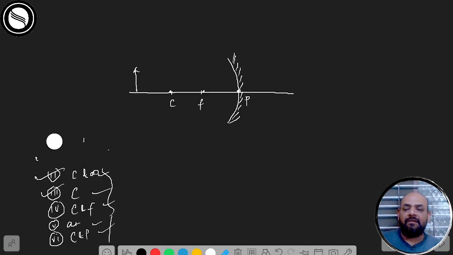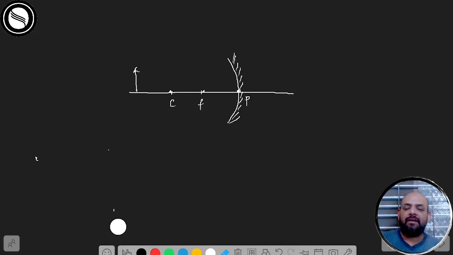And to form the image, we can place the object anywhere. So suppose we place the object here beyond C, means between center and infinity. Now look at this situation, because suppose this is a candle. Light is coming out of it in all directions. There are infinite rays, but we'll take only those rays which are very convenient for us. Which rays are convenient? The first ray we'll take parallel to the principal axis, and this will always pass through the focus.